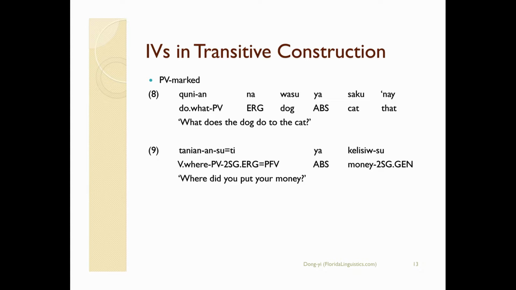For example, unlike its counterpart in 7, only "goni" do what in 8 takes the patient voice marker, and it is interpreted as do what to somebody or something, not just do what. In other words, the patient voice variant of "goni" do what must take an absolutive theme noun phrase. The same pattern can be observed in 9, where "danian" where takes the patient voice marker and is interpreted as put where, not just be where.